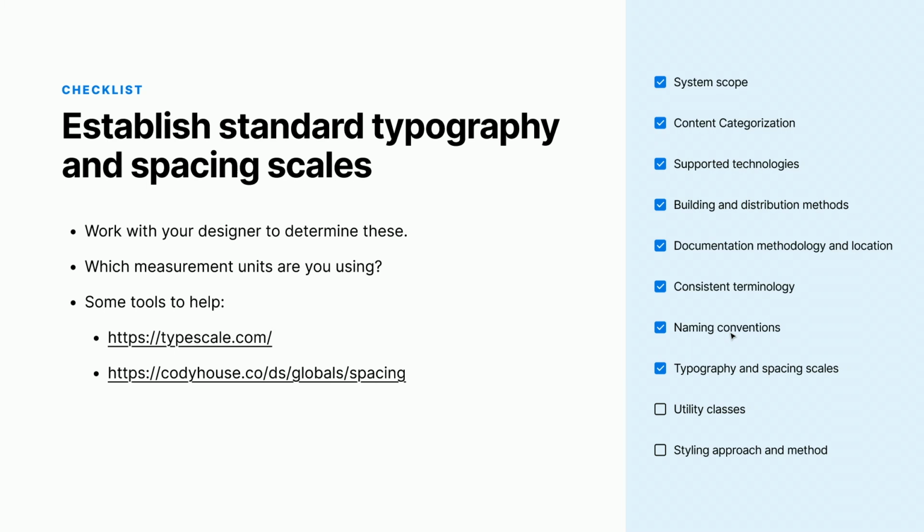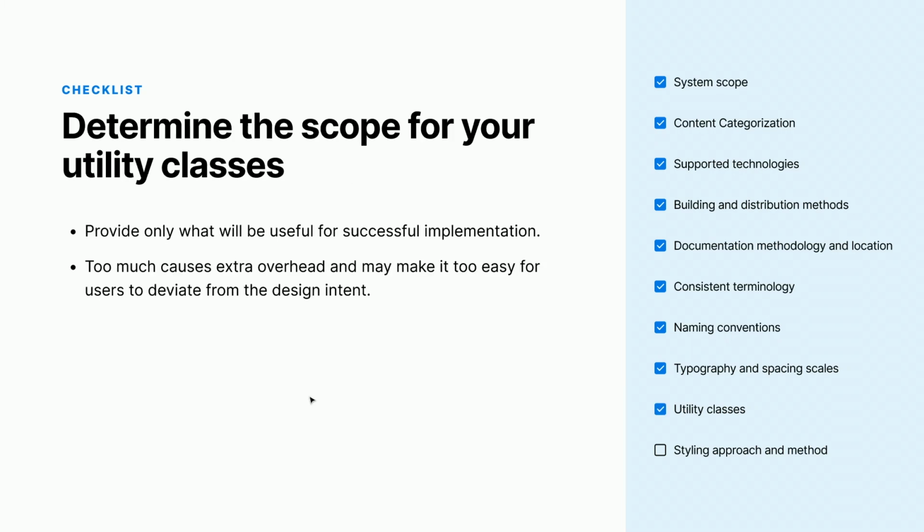Establish standard typography and spacing scales. They're already going to exist from your designer, or you work with your designer to determine these. You don't want to be like, oh, I guess this one should be 12 and this one should be 16. You want them consistent on a scale, and you want to be able to apply them as appropriate across the board. I have links to a few tools to help with that and explain the thing a little bit. I'm going to share a link to the slides at the end so you can come back and grab these.